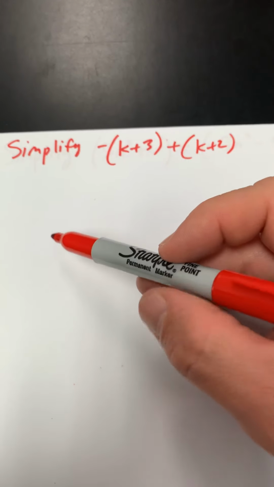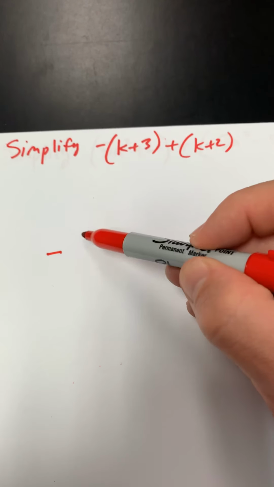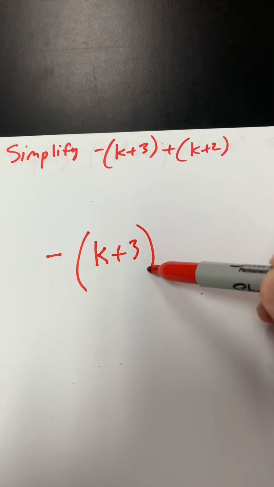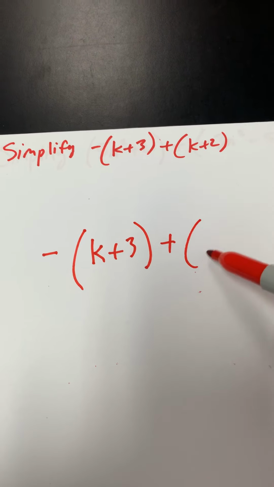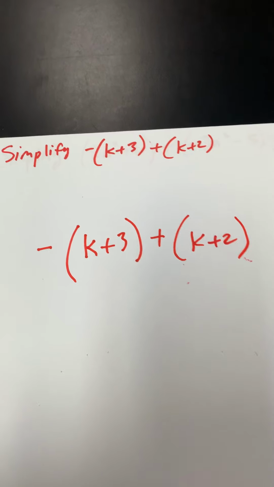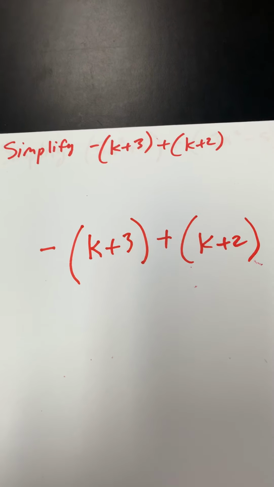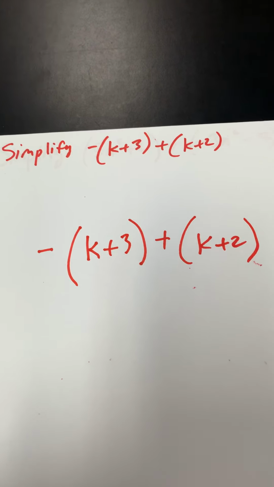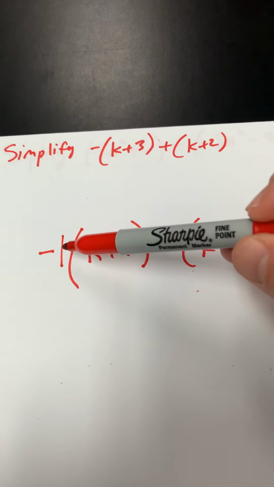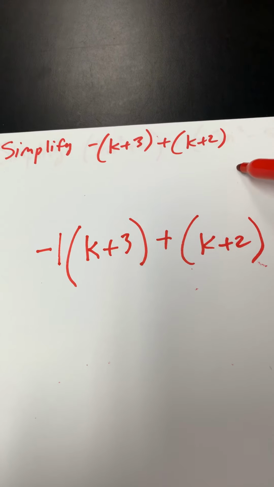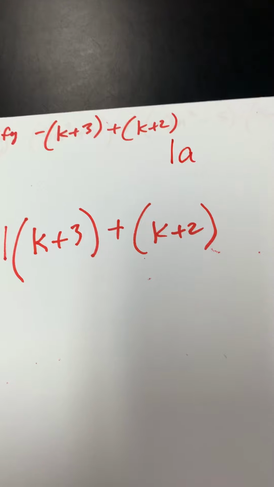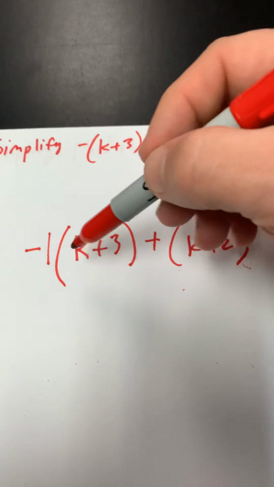I'm going to rewrite it down here a little bit bigger. So we have negative k plus 3 plus k plus 2. What we want to do with these grouping symbols is remove the grouping symbol by distributing. Okay, this one, remember, there's an understood coefficient of 1, just like when you have the variable a, that's the same as saying 1a. Same applies here.